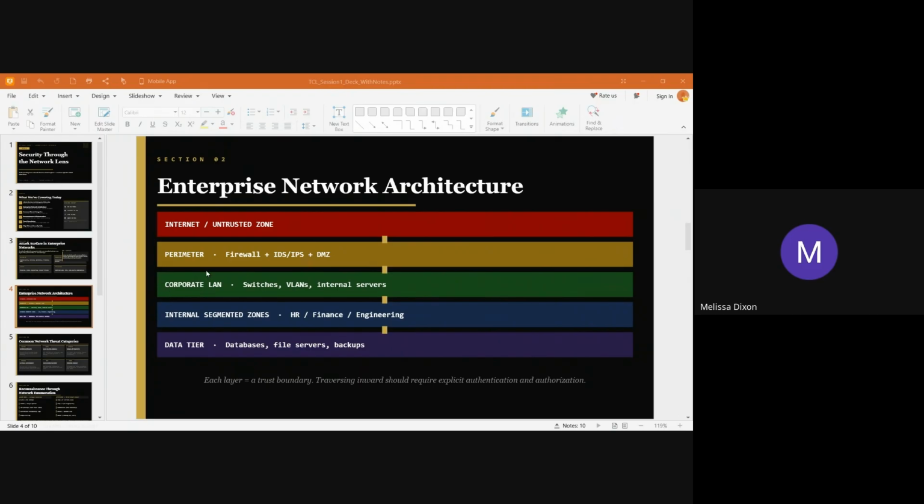Each layer is a trust boundary. Traversing inward should require explicit authentication and authorization. Obviously, you guys know that. That's where the whole ethical hacking comes in here.